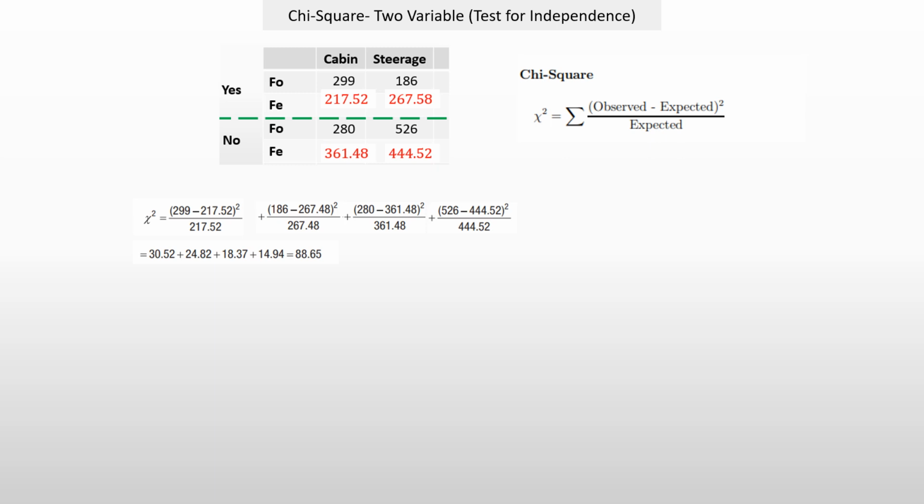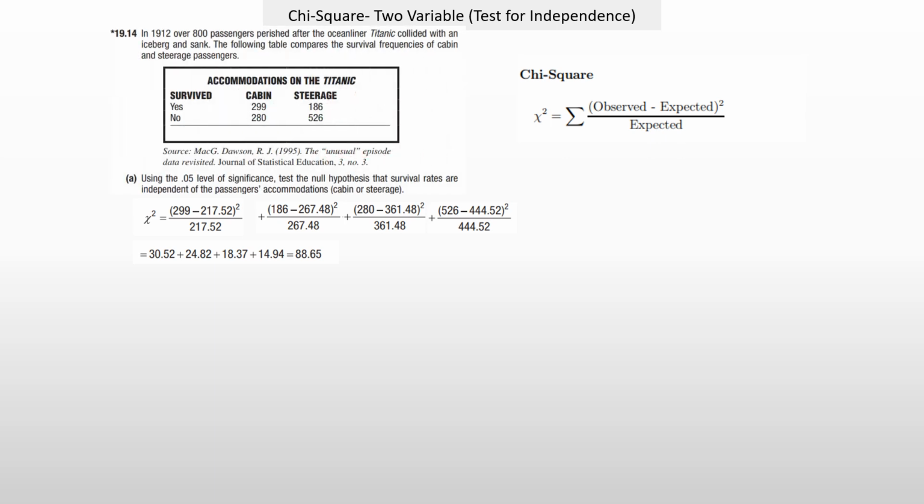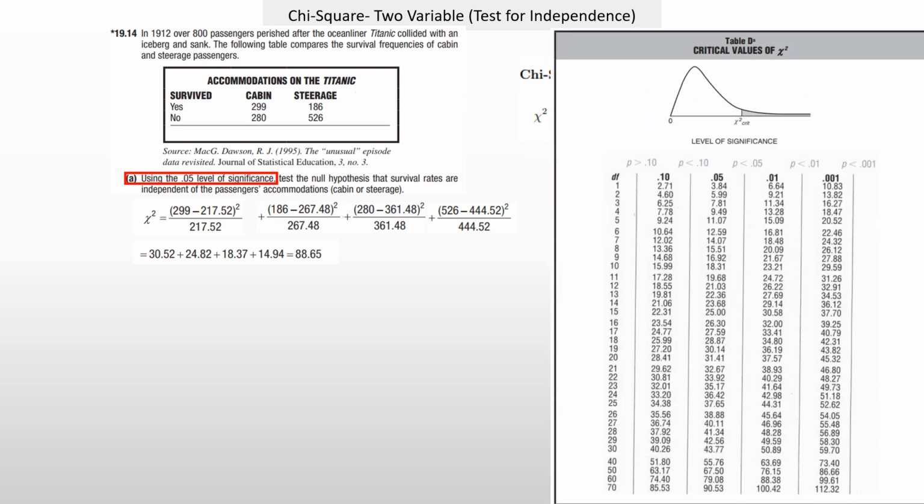Right, so here's the question again. Using 5% level of significance, test the null hypothesis that the survival rates are independent of the passenger's accommodation, cabin, or steerage. So what we extract from this is the 5% level of significance. So we go to the tables. These are tables you can find online or in standard log tables. They are standard tables, right? The values in those tables will be the same.